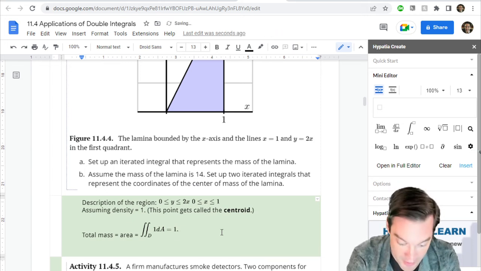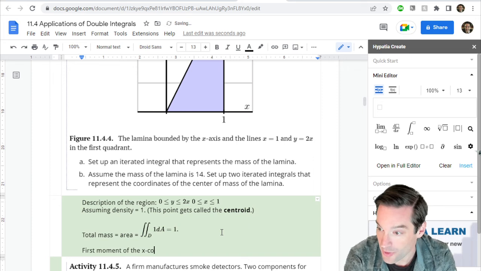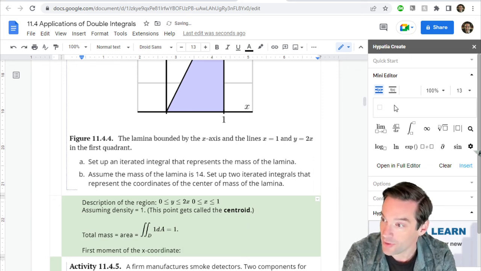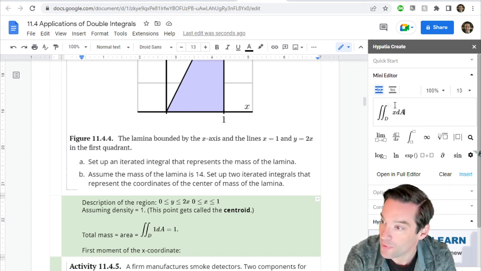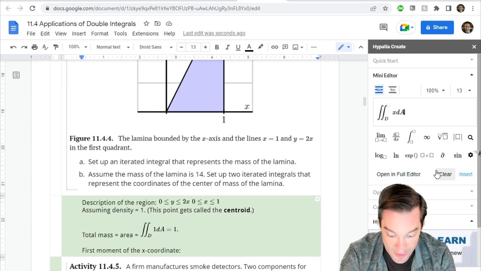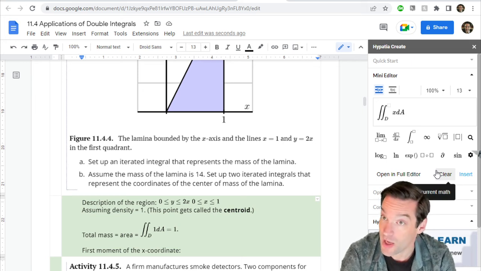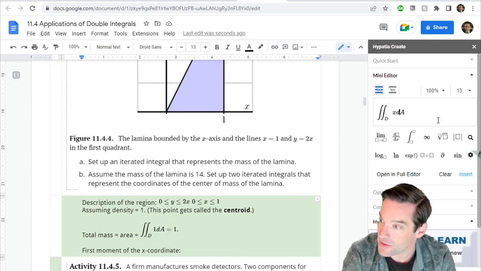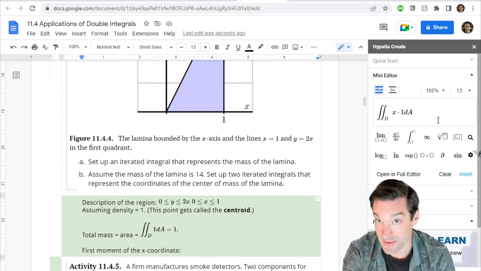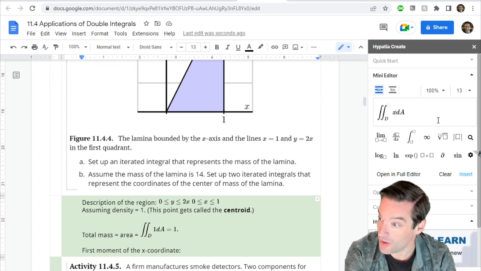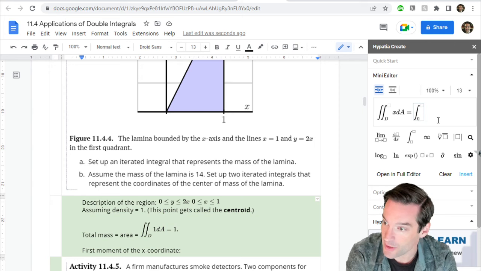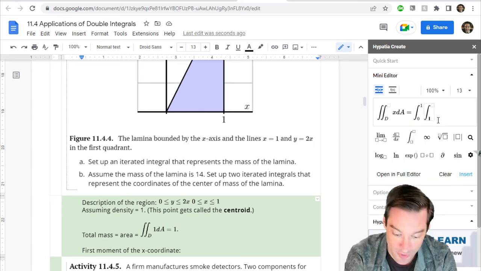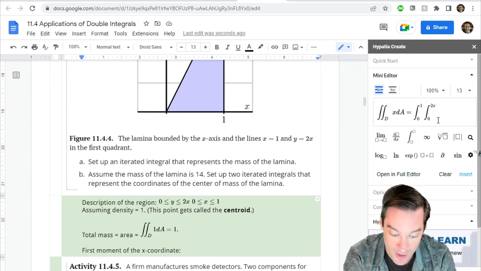And so now to find the first moment of the x-coordinate, that's the double integral over my region of x with respect to A. So this is just like the integral that you did in the previous problem where x was serving as a density. Here x is serving as a multiplier for my density when my density is 1. And so this is going to give me the first moment of the x-coordinate. So using my description as a type 1 region, this is the integral from 0 to 1 of the integral from 0 to 2x of x with respect to y and then with respect to x.